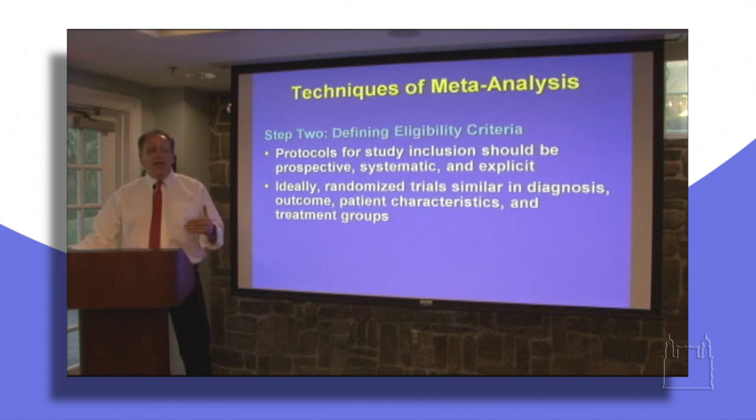You write down ahead of time what your inclusion criteria are and what kind of patients and what kind of trials you're going to be enrolling. It's systematic and explicit. And ideally, you're going to enroll in your study randomized trials with similar diagnosis, outcome, patient characteristics, and treatment groups. But I'm going to discuss this point a little bit further.